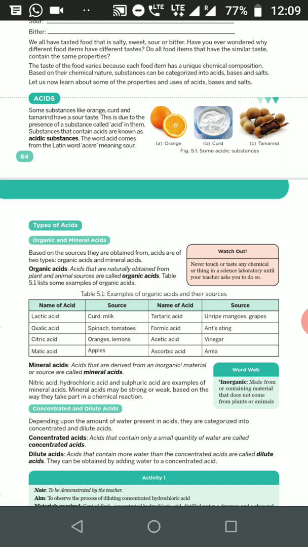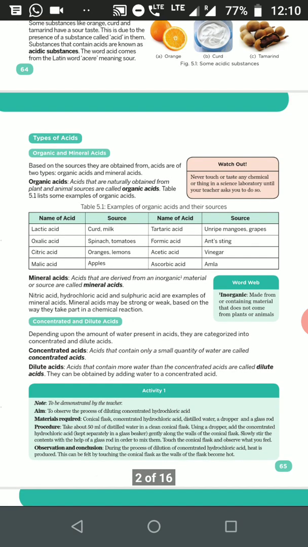Then concentrated and dilute acid. What are concentrated acids? The acids that contain only a small quantity of water are called concentrated acids, and acids that contain more water than the concentrated ones are called dilute acids. They can be obtained by adding water to the acids. How to make dilute acids?